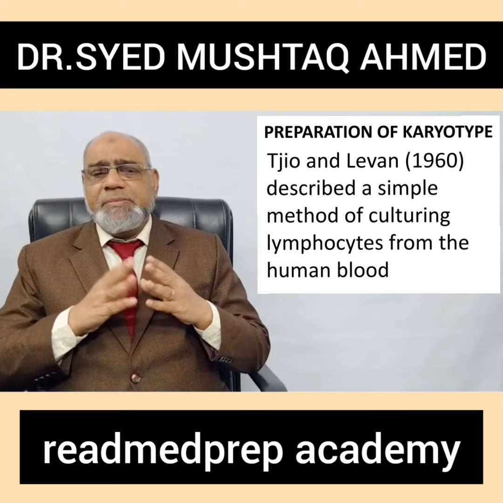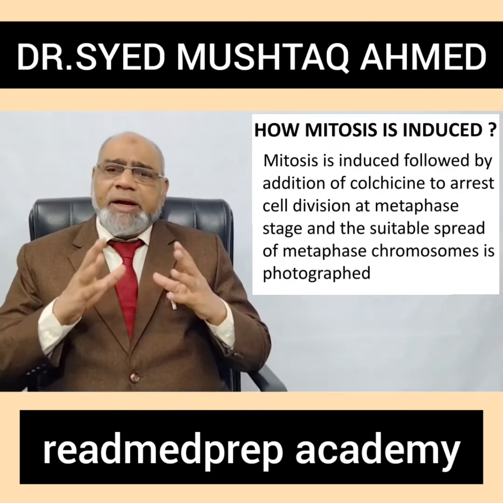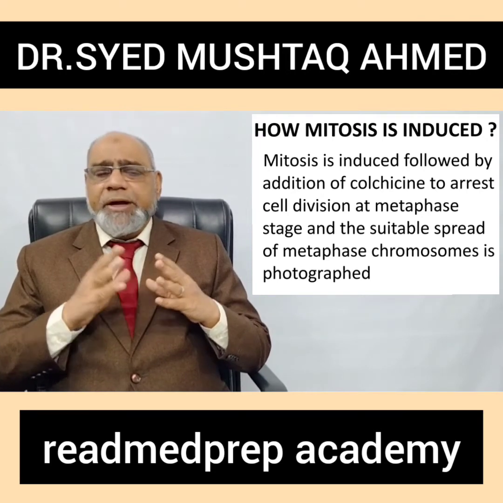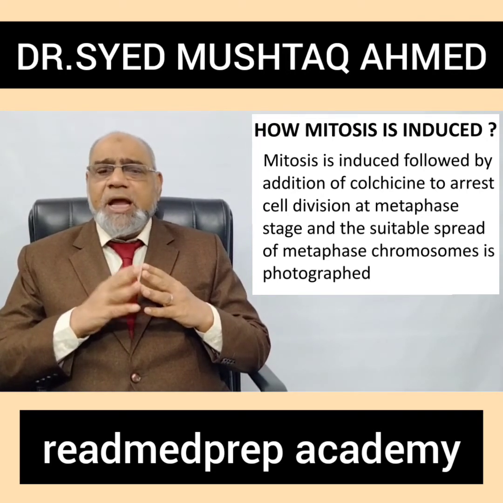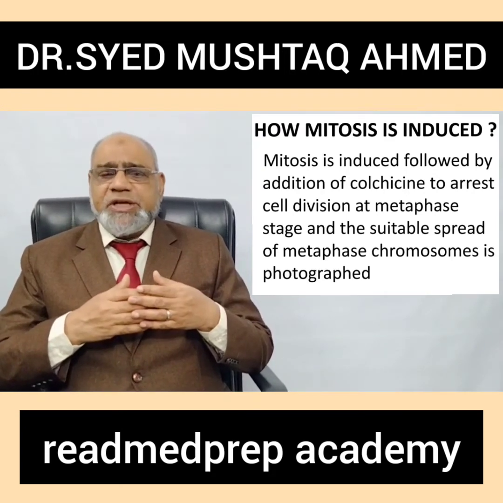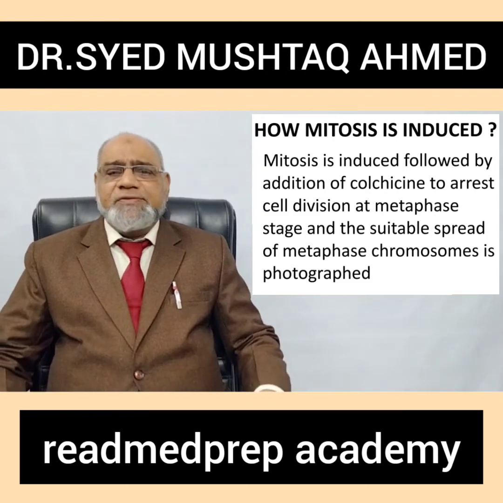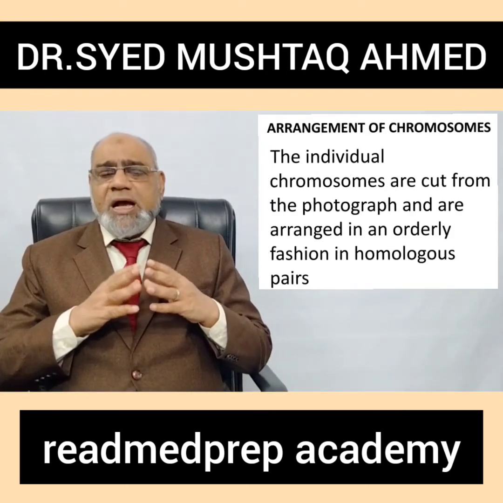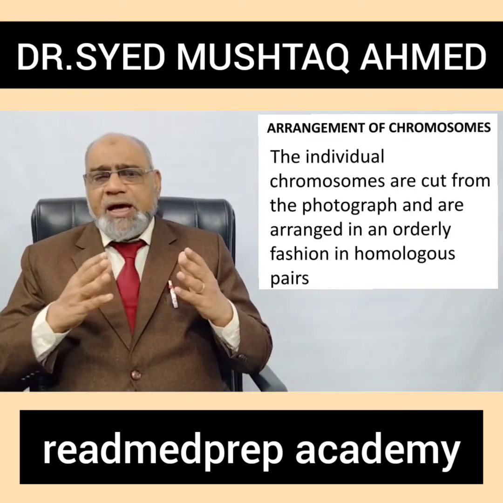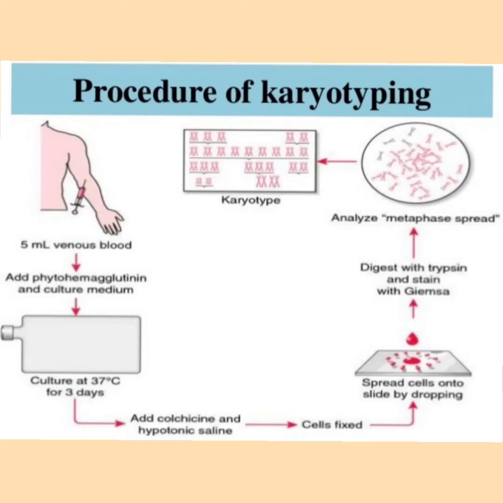They described a simple method of culturing lymphocytes from human blood. How is mitosis induced? Mitosis is induced, followed by the addition of colchicine to arrest the cell division at the metaphase stage, and a suitable spread of metaphase chromosomes is photographed. The individual chromosomes are cut from the photograph and arranged in an orderly fashion in homologous pairs. So what is the procedure of karyotyping?